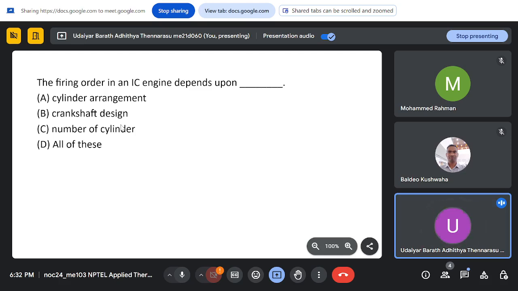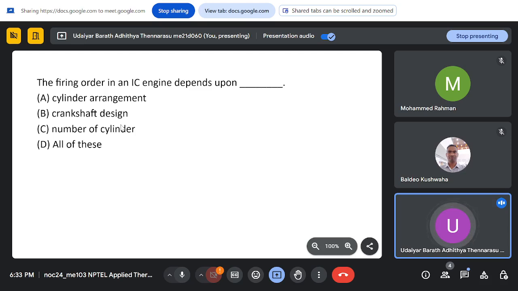So in a V shape you have the cylinders placed, 6 cylinders, 3 and 3 in V shapes. So in what order does the spark plug have to be ignited? That is what is being asked. So what does that depend upon? A, cylinder arrangement, true. How the cylinders are arranged takes into account the firing that has to be done. Multiple cylinders are also used, and the arrangement is placed such that you get uniform output.